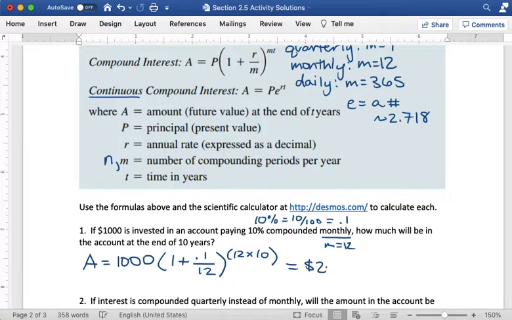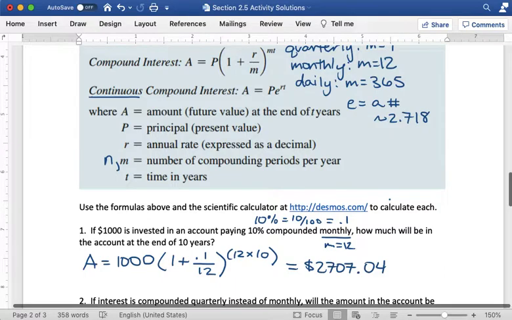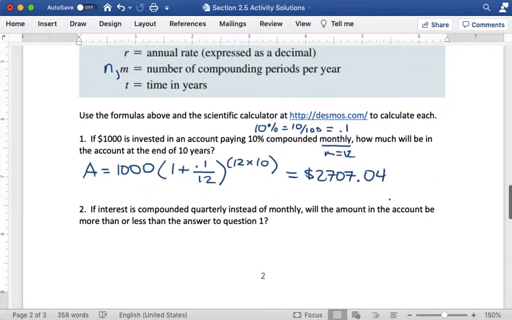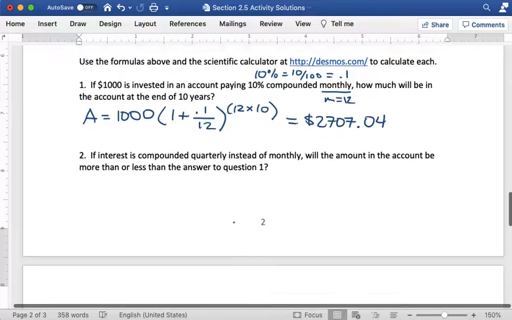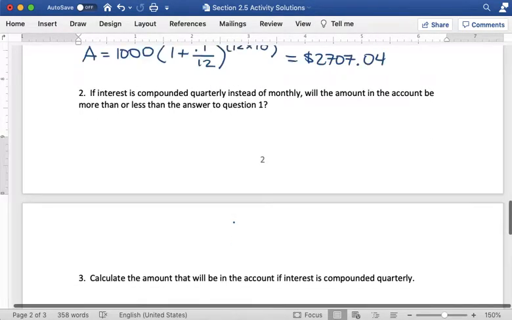And as always, you want to make sure that you are paying attention to how problems want you to round numbers when you're doing the homework problems in MyLab. The second question says, if interest is compounded quarterly instead of monthly, will the amount in the account be more or less than the answer to question 1? So we could calculate this. Instead of 12, we would put 4 in for M. That's actually what we're going to do for question 3.